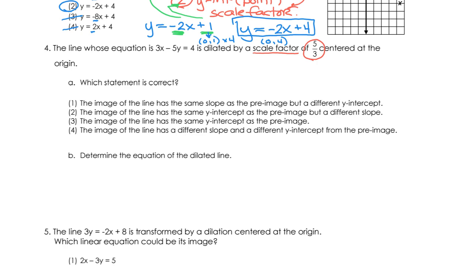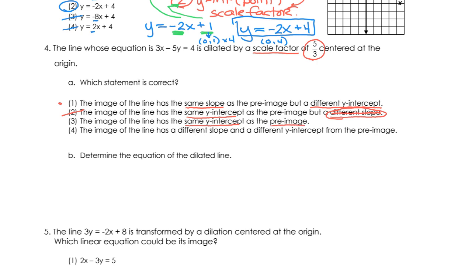So in number 1, it says that the image of the line has the same slope as the pre-image, but a different y-intercept. We know that is one of the things we have to remember. That sounds right. We'll hold on to that one. Number 2 says that the image of the line has the same y-intercept as the pre-image, but a different slope. A different slope. It has to have the same slopes. The lines are parallel because dilated lines are always parallel. Number 3, the image of the line has the same y-intercept as the pre-image.